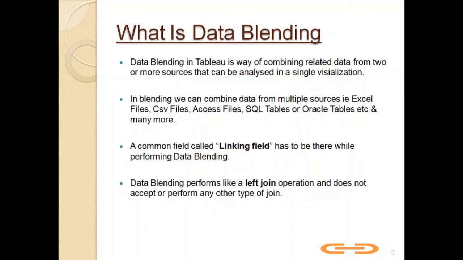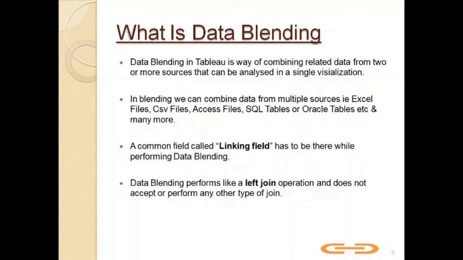In blending, we can combine data from multiple sources, for example, Excel files, CSV files, Access files, SQL tables, or Oracle tables, and many more. For example, if you want to visualize actual sales for geography like region name, which can come from SQL or a relational database, or maybe month details can come from a different source, that is Excel, we can combine these data into a single visualization and analyze it.